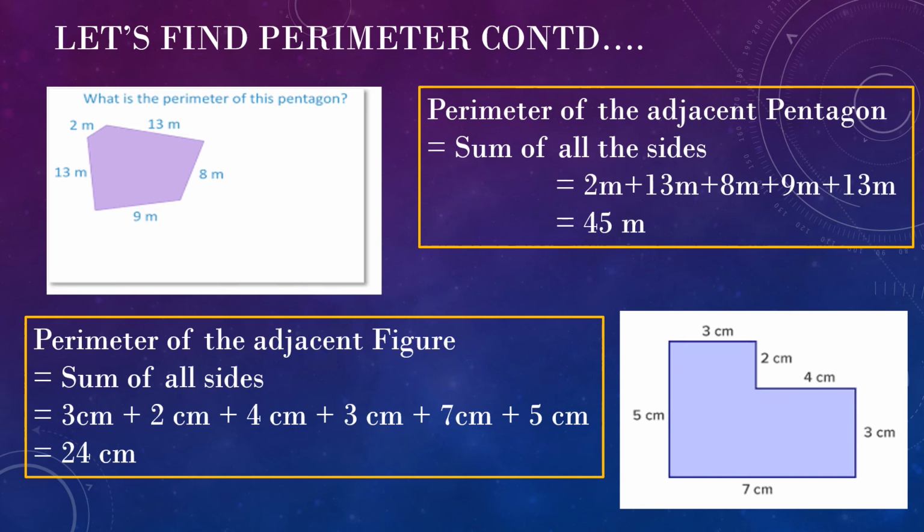Now the perimeter of this adjacent figure. There also you can find the measurements of all the sides are given. So perimeter is the sum of all the sides. One thing we have to take care of is that we do not miss any side over here. So to avoid missing out any side, take all the sides one by one as you take it for the calculation. So right from the top I am starting: 3 centimeters plus 2 centimeters plus 4 centimeters plus 3 centimeters plus 7 centimeters plus 5 centimeters, and the perimeter of this figure is 24 centimeters.